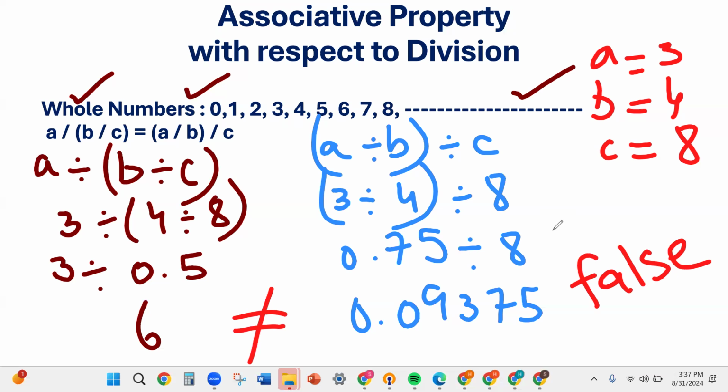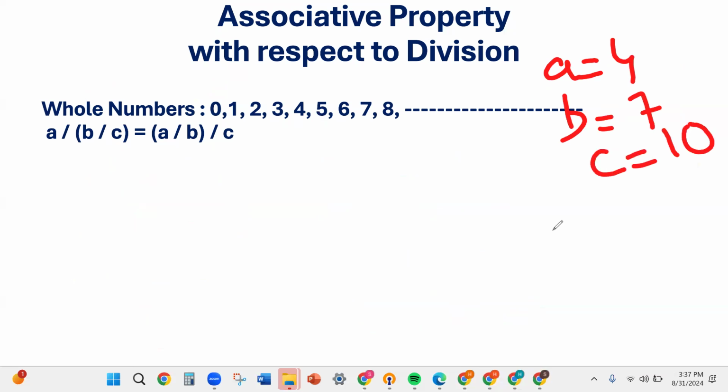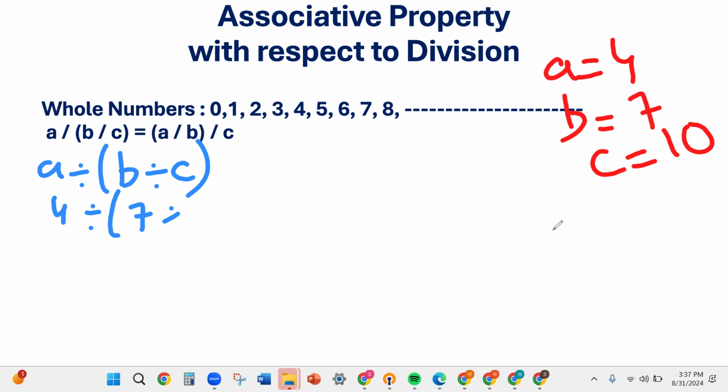Let's take one more example in the set of whole numbers. Now you can take A is equal to 4, B is equal to 7, and C is equal to 10. You have to substitute in the left-hand side. The left-hand side is A divided by B divided by C. A is 4, B is 7, and C is 10. You have to solve the bracket first.